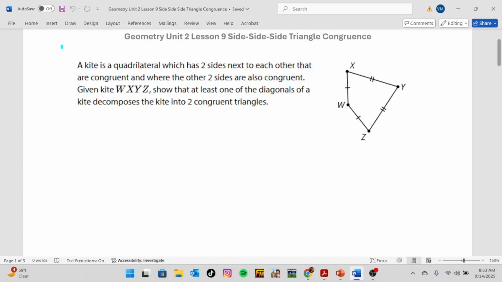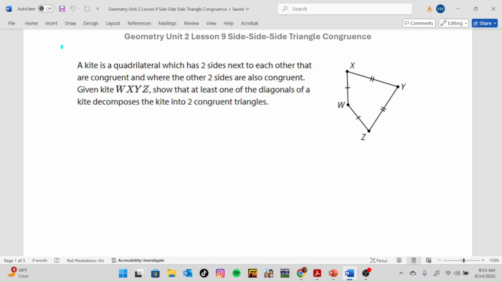Practice problem number 1 says a kite is a quadrilateral which has two sides next to each other that are congruent and where the other two sides are also congruent. Given kite WXYZ, show that at least one of the diagonals of a kite decomposes the kite into two congruent triangles.